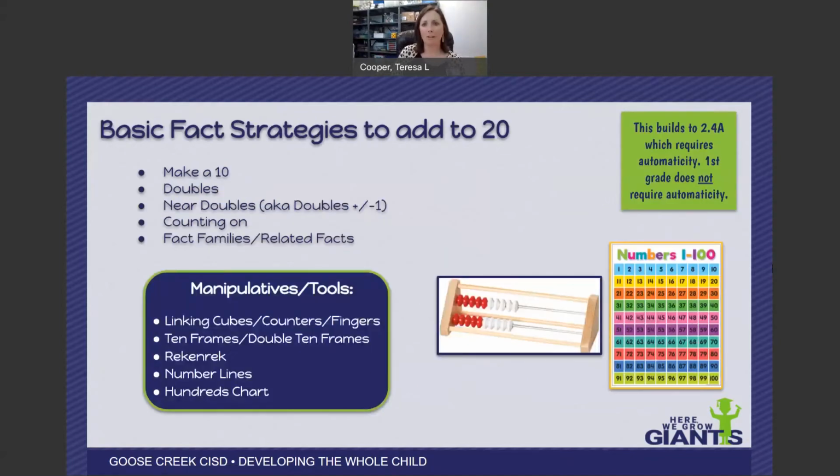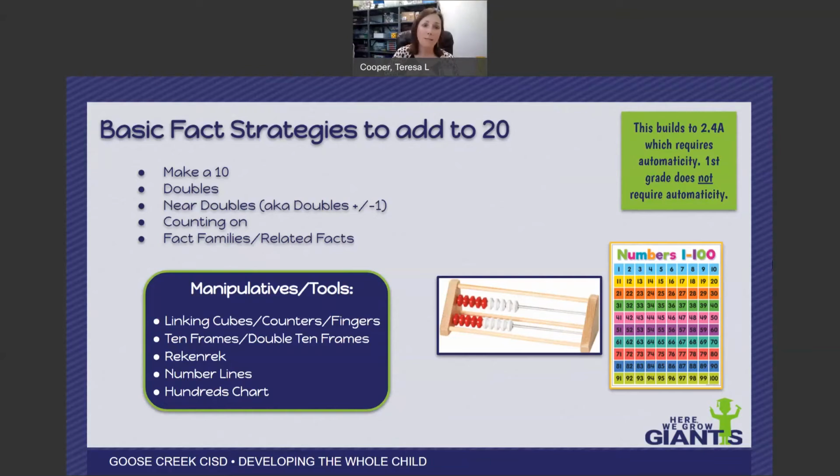All right, moving on. Basic fact strategies to add to 20. So in this case, we're going to take time to teach good fact strategies. Now, a good reminder for us is that 1st grade does not require automaticity with their basic facts. That's a 2nd grade TEK. We're introducing them, and we're introducing a lot of great strategies to understand how to add numbers up to 20. But we are not expecting automaticity.